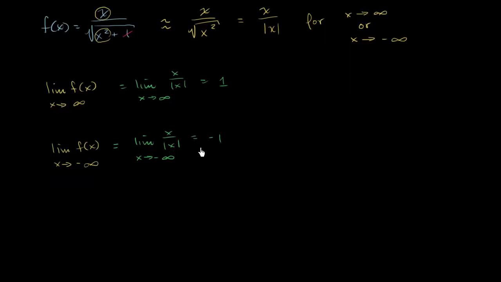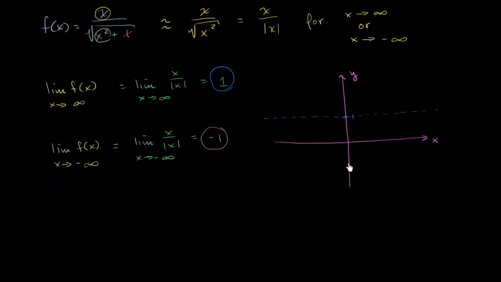And so using this, we can actually try to graph our function. So let's try to do that. Let's say that is my y-axis. This is my x-axis. And we see that we have two horizontal asymptotes. We have one horizontal asymptote at y is equal to 1. So let's say this right over here is y is equal to 1. Let me draw that line as a dotted line. We're going to approach this thing. And then we have another horizontal asymptote at y is equal to negative 1. So that might be right over there.